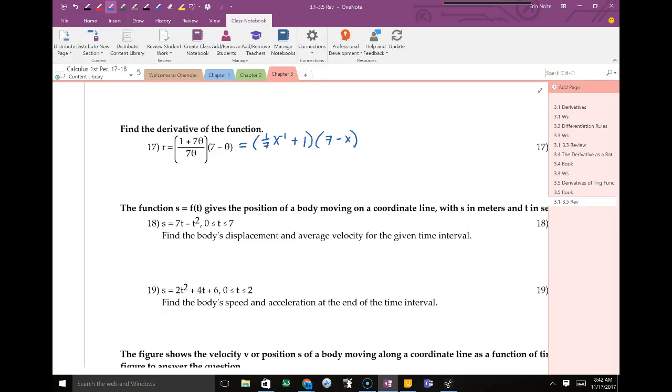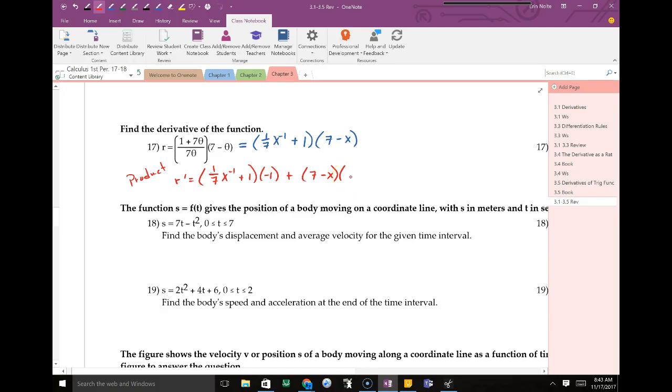I don't know. I did it this way before. I did product rule at this point. Alright, let's do product rule. Okay, so product rule is first times derivative of second plus second times derivative of first. Our first stays the same, so I have 1/7 x to the negative 1 plus 1. What is my derivative of my second? Negative 1, good. Plus my second is 7 minus x, times the derivative of my first.